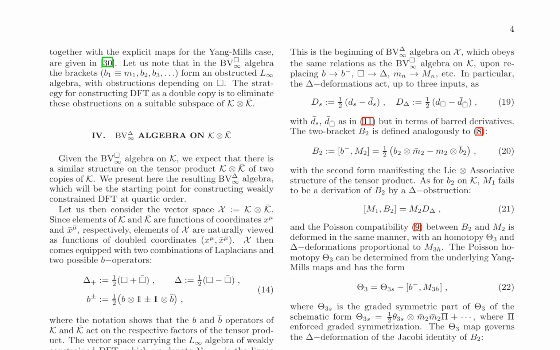The authors elaborate on the BV-square-infinity algebra on K and its extension to the tensor product K⊗K. They introduce the vector space X, equipped with two combinations of Laplacians and two possible B operators. The vector space VDFT, carrying the L-infinity algebra of weakly constrained DFT, is defined as the linear subspace of X annihilated by both the Laplacian combination and B-. On X, the authors establish relevant algebraic structures, including a nilpotent differential and a two-product, which form a C-infinity algebra.